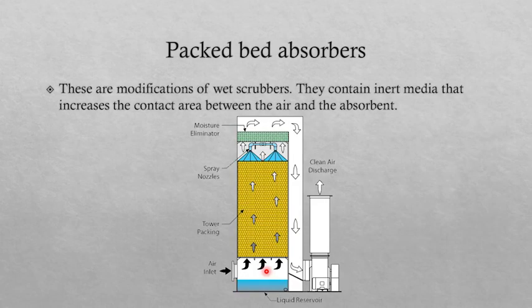Next, we have packed bed absorbers. Packed bed absorbers are basically the same as wet scrubbers, so these are simply modifications of scrubbers. Packed bed absorbers contain inert media that increases the contact area between the air and the absorbent. The inert media inside of the packed bed absorbers usually has a high specific area such that we can greatly enhance the mass transfer characteristics between the liquid stream and the gaseous stream. Packed bed absorbers are commonly used for the capture of VOCs or for carbon capture.